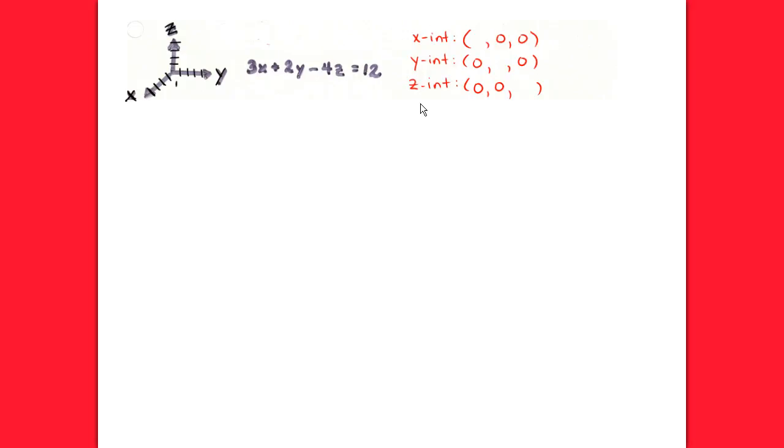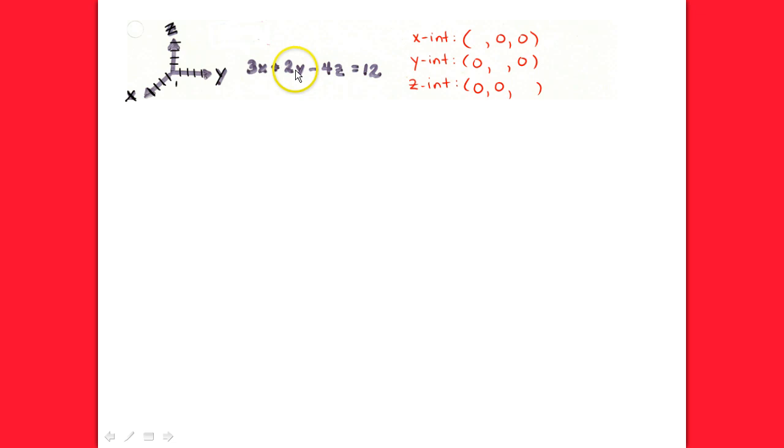If I'm trying to find my x-intercept, I'm going to put 0 in for the other unknowns. So I'm going to put 0 in for y and z and solve for x. If I'm trying to find the y-intercept, I'm going to put 0 in for x and z and try and find y. If I'm looking for the z-intercept, I'll put 0 in for x and y and I'll solve for z. Okay? So let's start with that first one, the x-intercept.